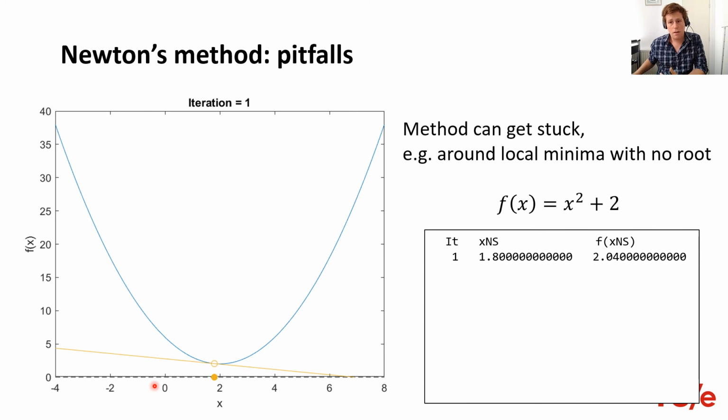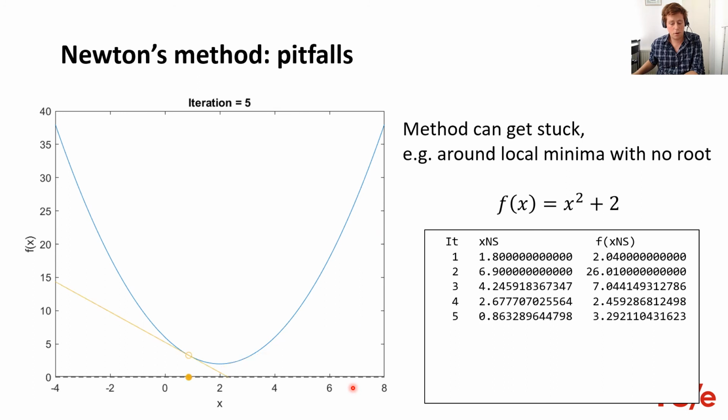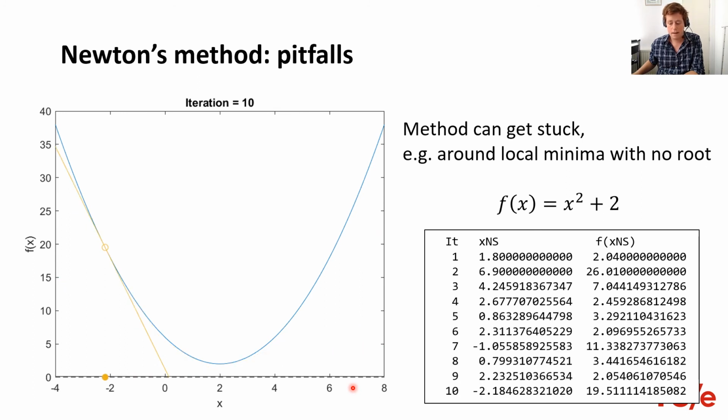But we can nonetheless start Newton's method on it. If we start it here around 1.8, it tries to evaluate the function, draws the tangent line, and that leads to a new solution. Again, it will keep on doing this. It will keep oscillating around this local minimum indefinitely. So even when there is no solution around, sometimes Newton's method can get stuck around one of these local minima and really start oscillating around it.